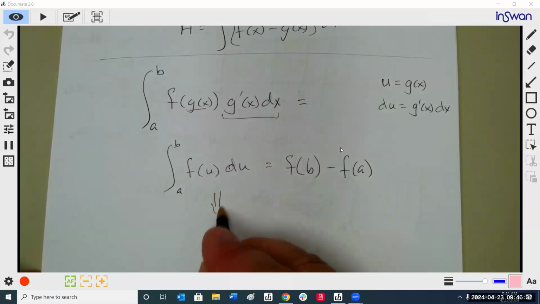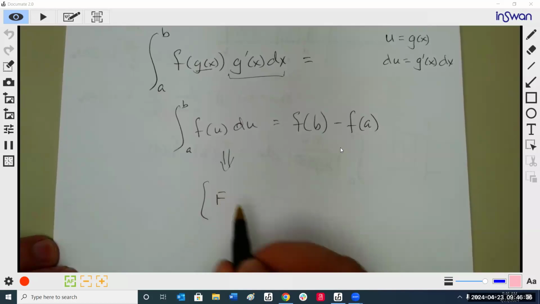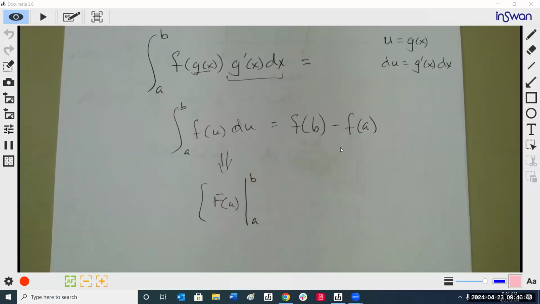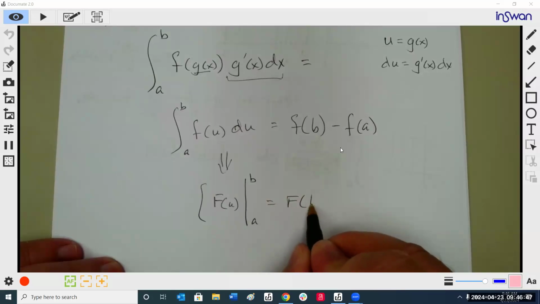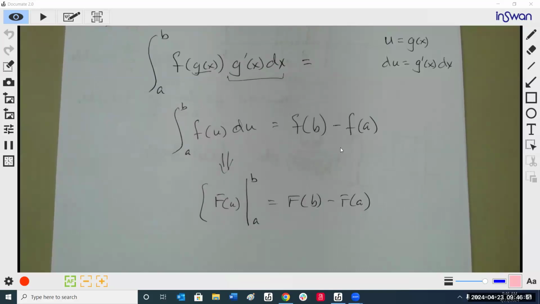Because what we would do next at this stage, we'd find the integral. Let's call it capital F. And then that would be F of b minus F of a. So that's what we just did. Now we're going to have specific bounds. We're going to have specific answers. Let's look at our first example here.